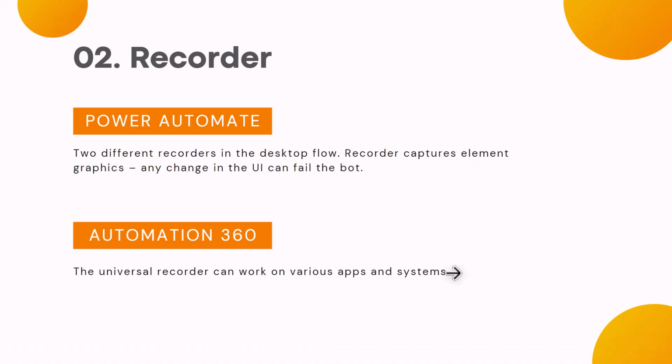Second capability, recorder. In Power Automate there are two different types of recorder in the desktop flow. The recorder captures element graphics, so any change in the UI can fail the bot. Whereas in Automation 360 there is a concept of a universal recorder which works on various apps and systems. In addition to that, there is a generative recorder option which has a fallback mechanism in case you have to automate certain web pages which are dynamic in nature. You can utilize the generative recorder fallback mechanism.